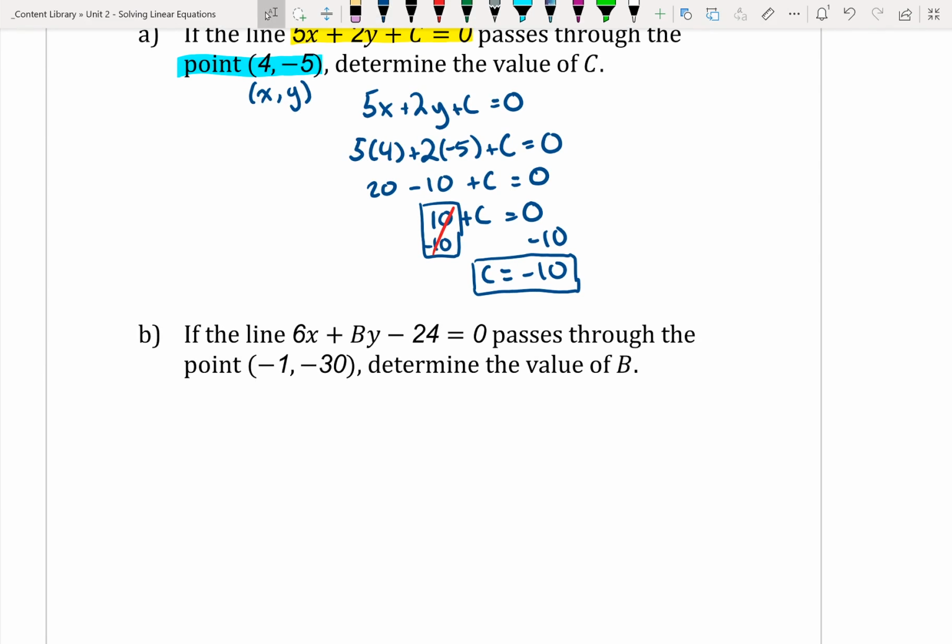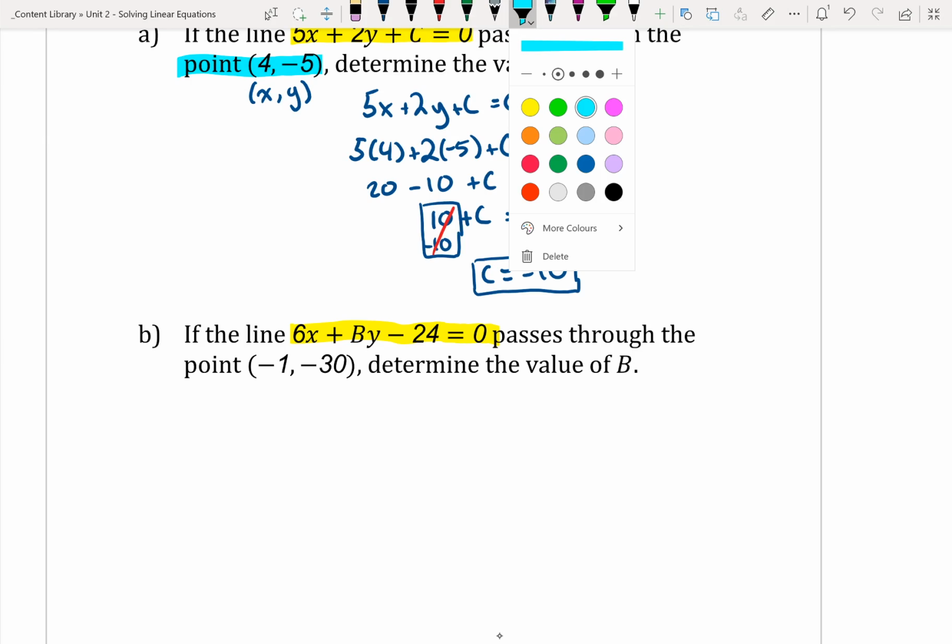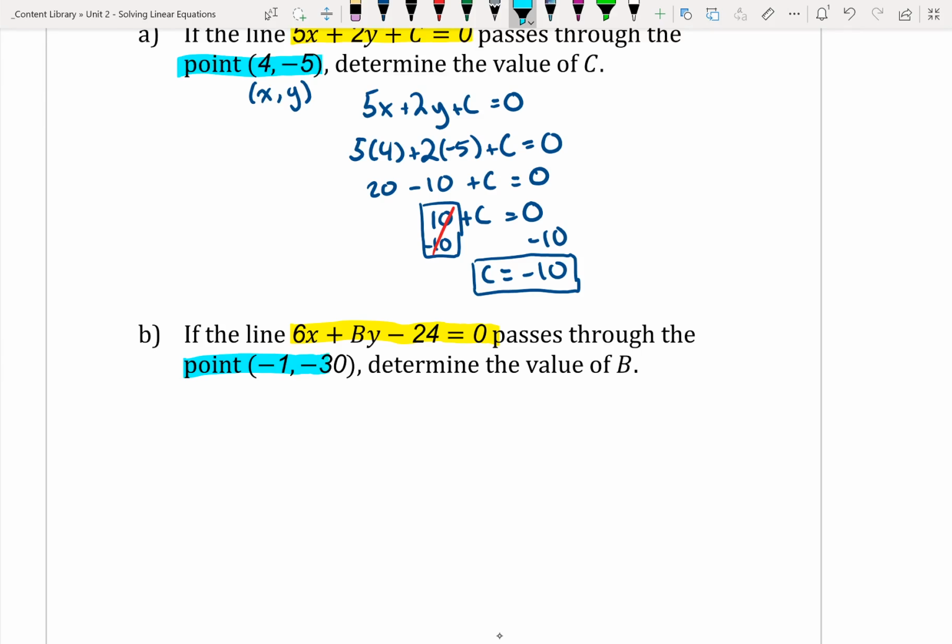For part B, it's the exact same thing. I'm given the equation of a line, 6x plus by minus 24 equals 0, and it passes through the point (-1, -30). So this point here is of significance, because we are going to use it later. Here we want to find the value of b.